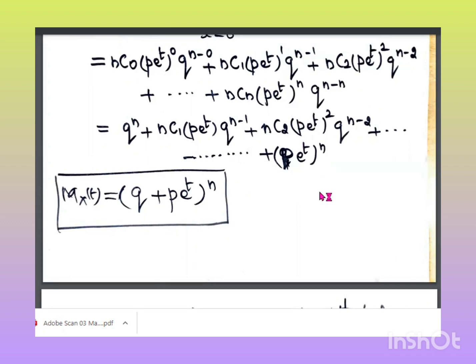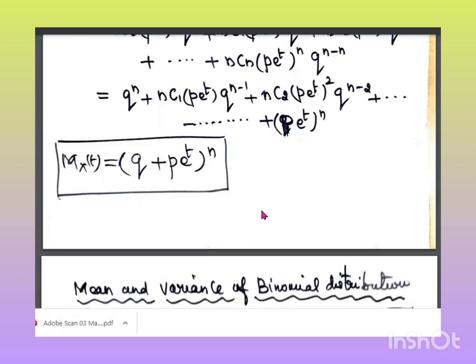So in this way, we are using the binomial formula. First term is q power n. Last term is p e power t power n. So both you have to add. So M_X of t, the moment generating function, is (q plus p e power t) whole power n. So this is the moment generating function.